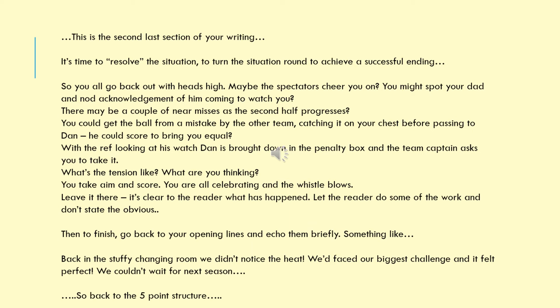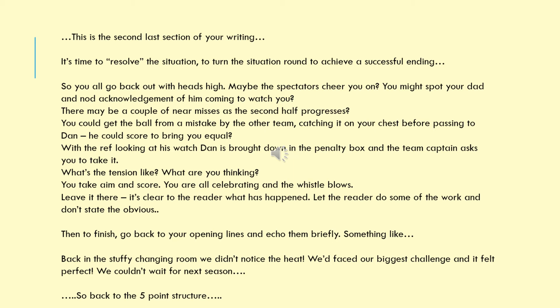So we've engaged the reader, we've set the scene, and we've got the next section of the writing underway where you start working hard at winning the football match. We've kept some tension going so that it's not an easy victory, and that leads you quite nicely to the fourth section of your writing where you resolve, in inverted commas, the situation, and we turn it round so that you do achieve a successful ending. It's always nice to end a story on a high note, and much easier to write about than you losing and feeling dreadful.